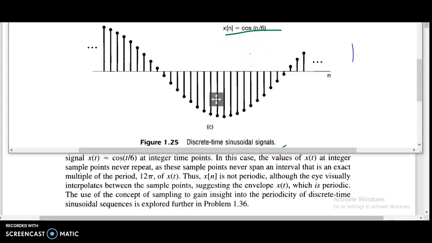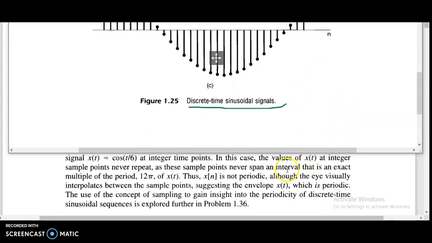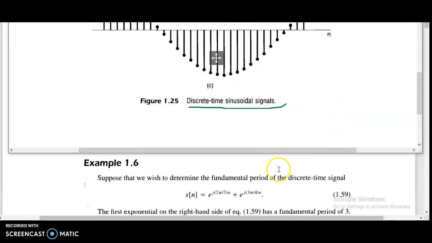The use of the concept of sampling to gain insight into the periodicity of discrete time sinusoidal sequences is explored further in problem 1.36.